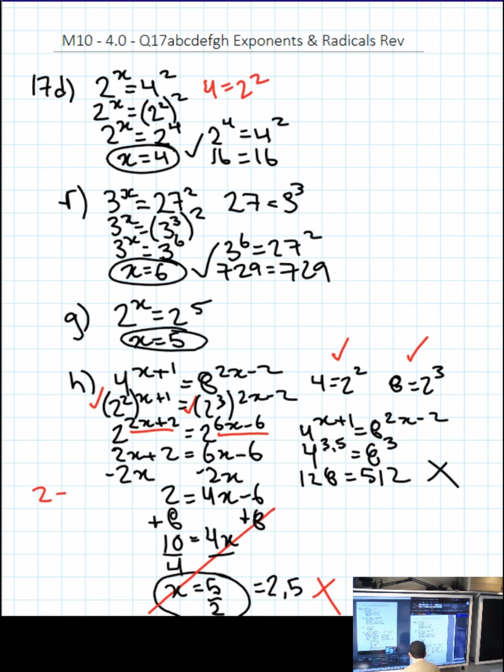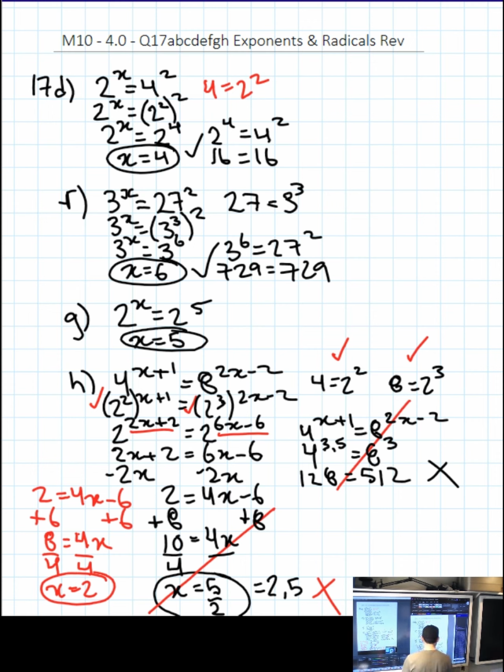So 2 equals 4x minus 6. We're going to add 6 to both sides. Therefore 8 equals 4x. Divide both sides by 4. And x equals 2. Circle your answer. So I'm going to cross out our original. Now I'm going to resubstitute.